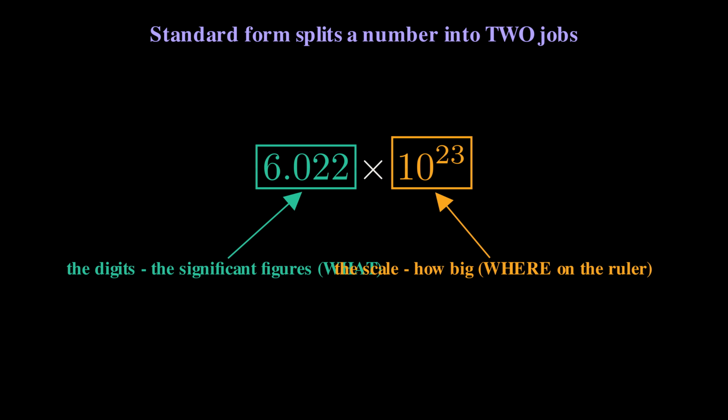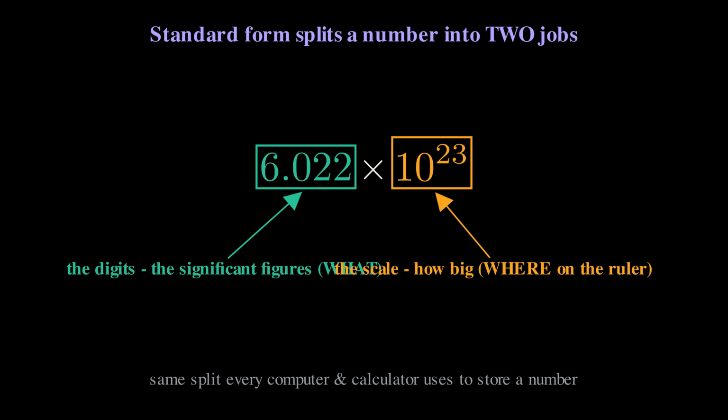And that split isn't just tidy. It's exactly how every calculator and computer stores numbers internally. A fixed set of digits times a scale. Separate the what from the where, and standard form stops being a chore and starts being obvious.